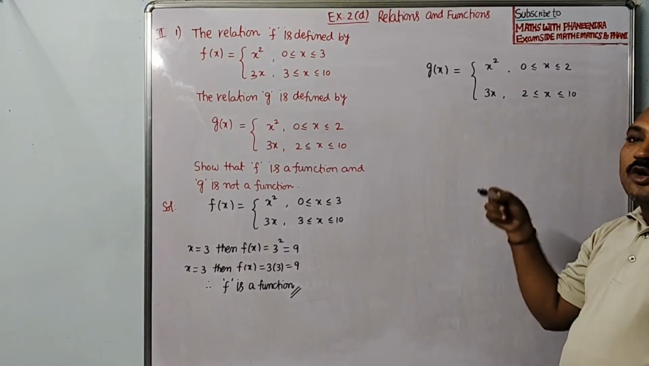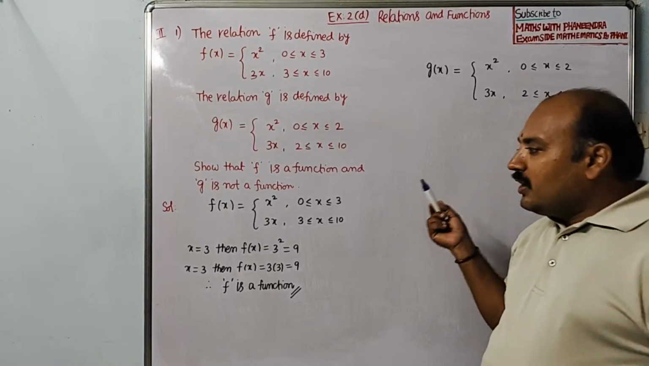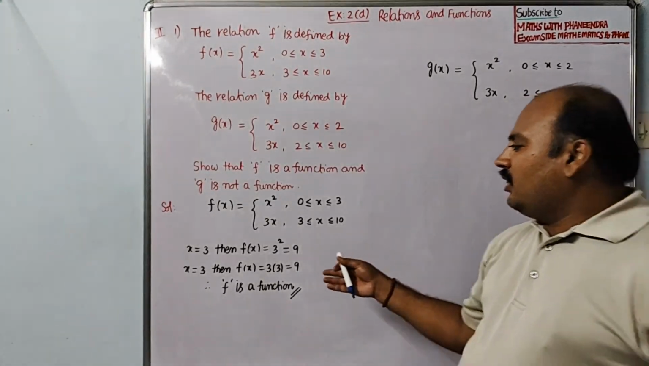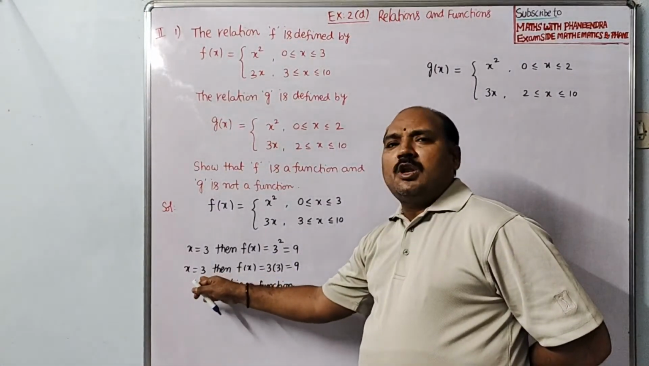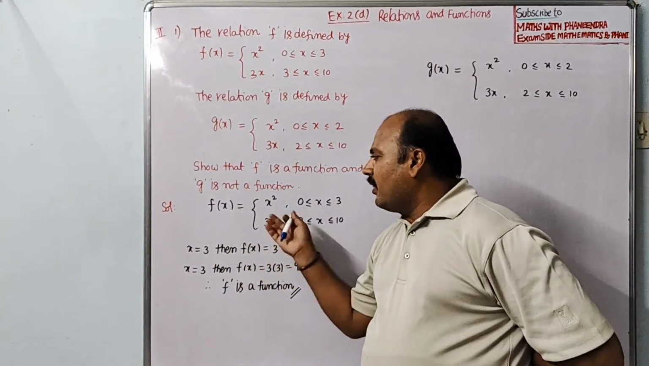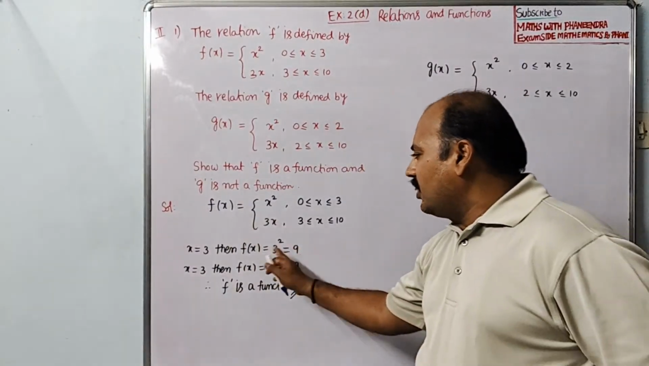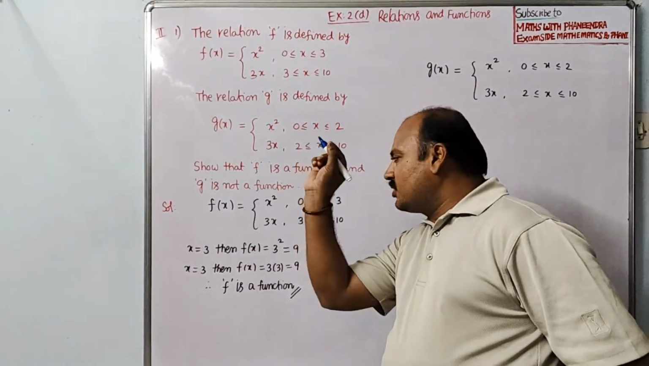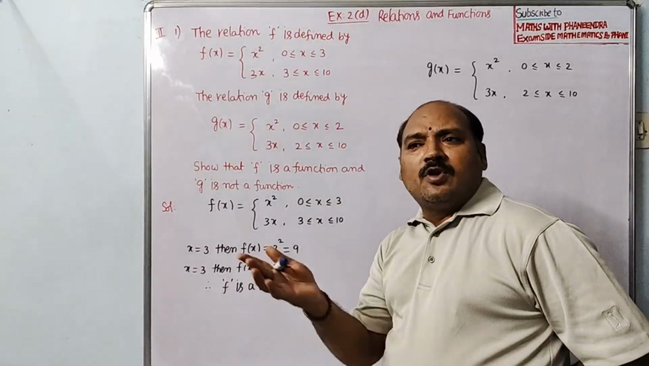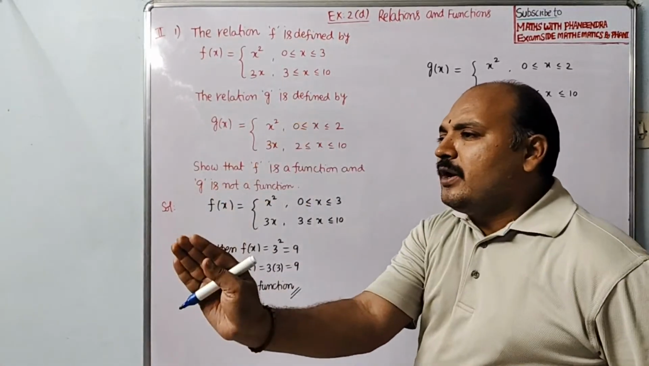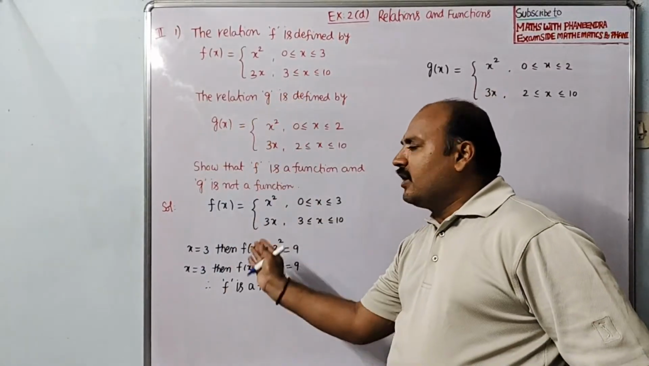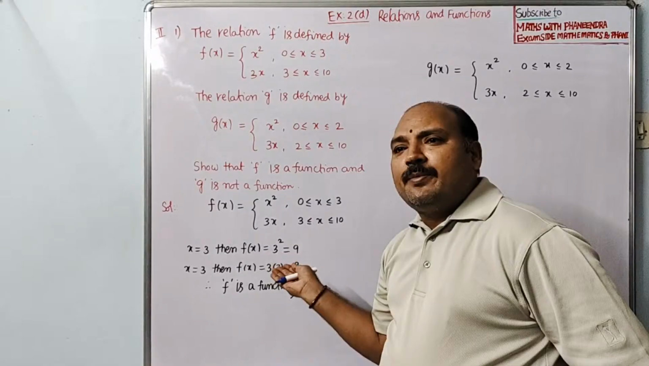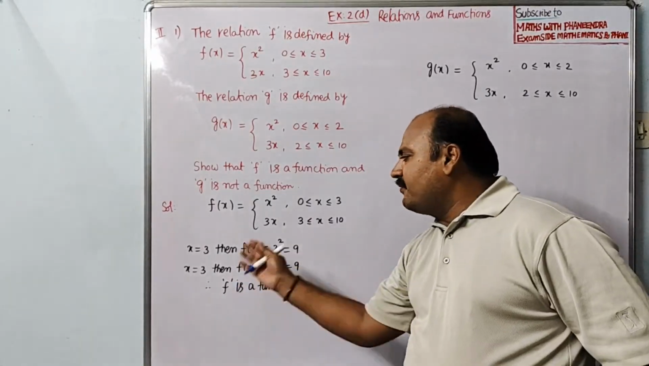Among these ordered pairs, which one has both elements the same? 3 comma 9, 3 comma 9. Both are the same element. 3 is associated with the element 9 itself, so obviously one element in set A is associated with one element in set B, so it is a function. That is the reason f is a function.